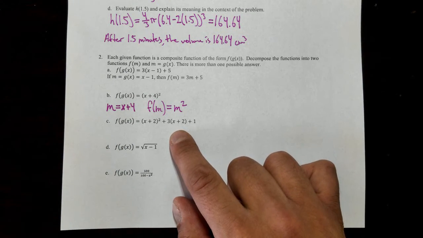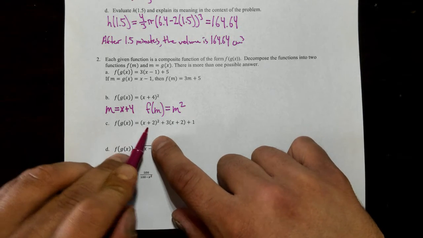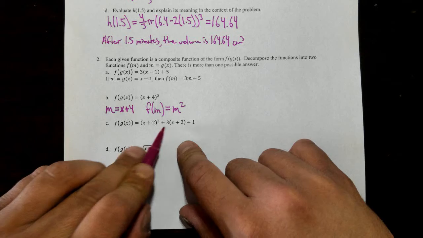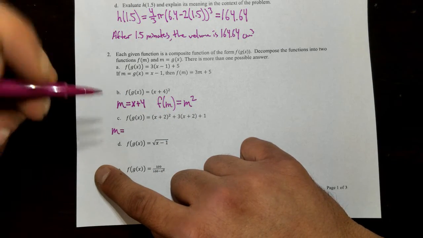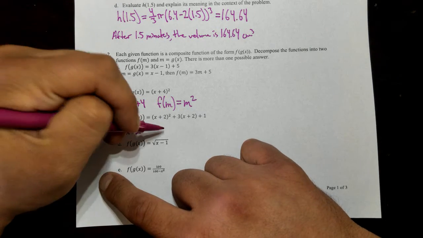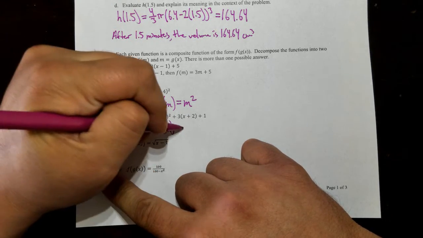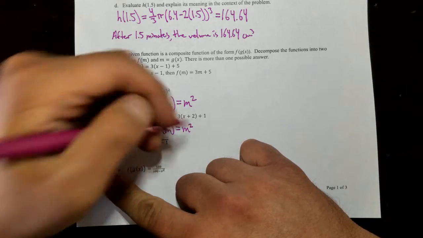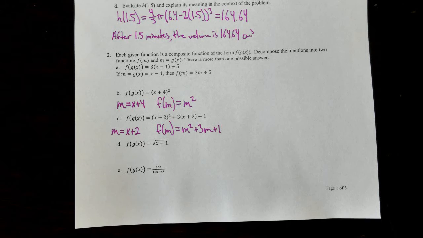This next one here, let's see. It looks like our m is going to be the x plus 2 here, because it looks like that's what's getting plugged in. So m could be x plus 2. And if m is x plus 2, then f of m is going to be m squared plus 3m plus 1, just like that. And if we're to plug m back in, you could see that we would get our composite function.